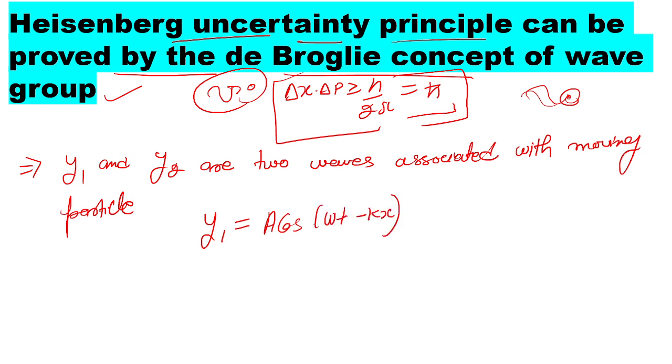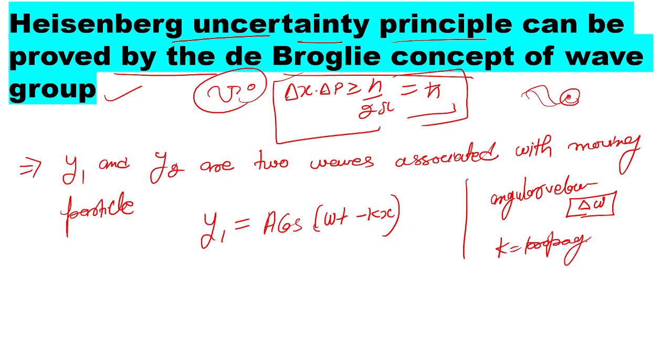These are two waves and they have different angular velocities. The difference in angular velocity is delta omega, and k is the propagation constant.